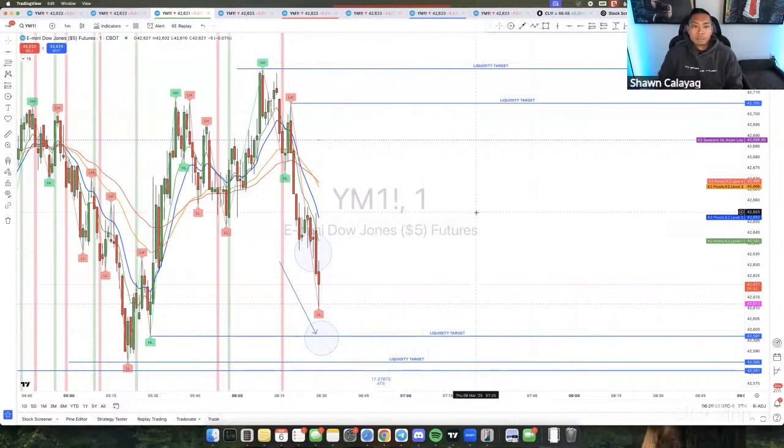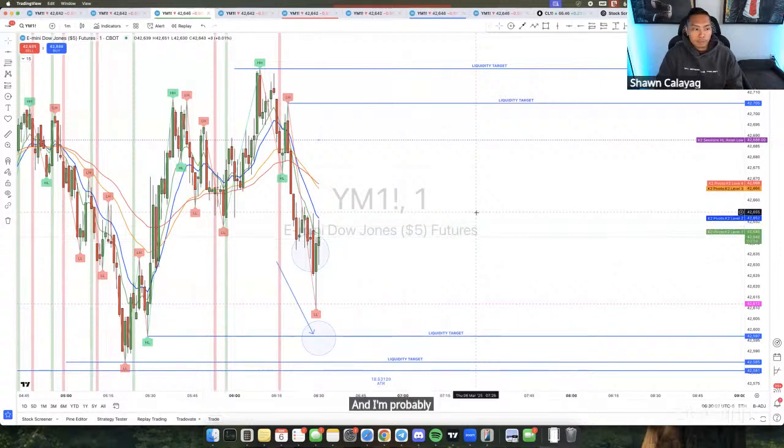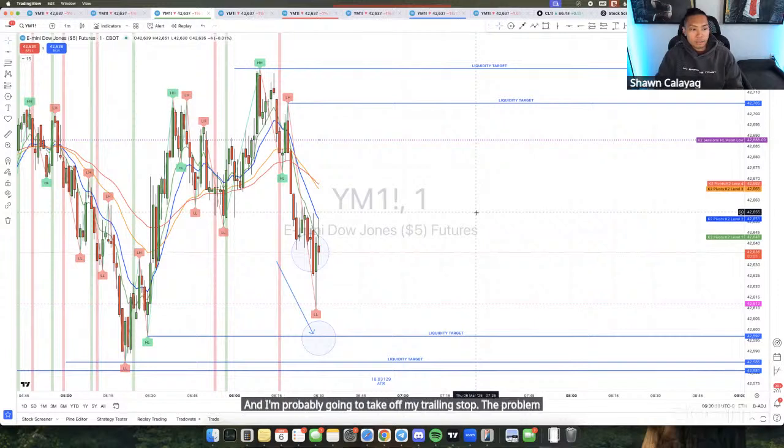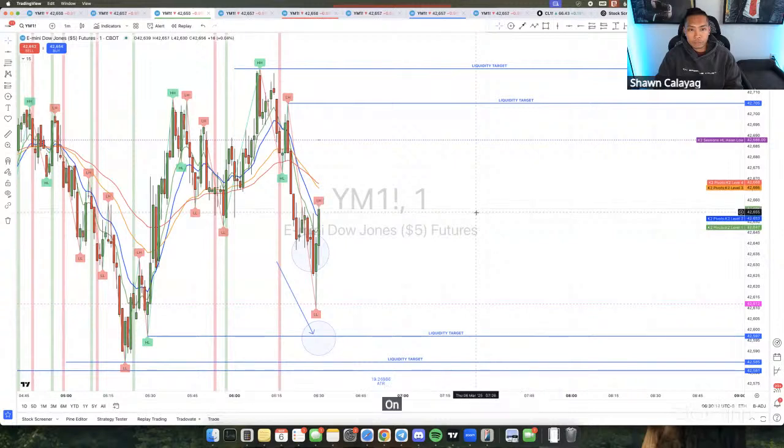For my TP and stop loss today, guys, I'm going to make some adjustments. I'm either going to go for the 20-30 or the 30-30. I'm probably going to stick with the 30-30, and I'm going to take off my trailing stop. The problem with the trailing stop is that it caused slippage across my accounts on Tuesday. So I'm just going to go for the targets.